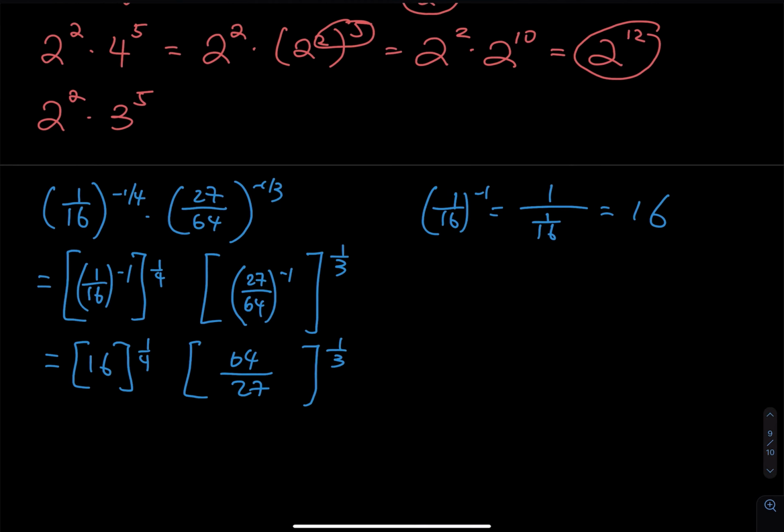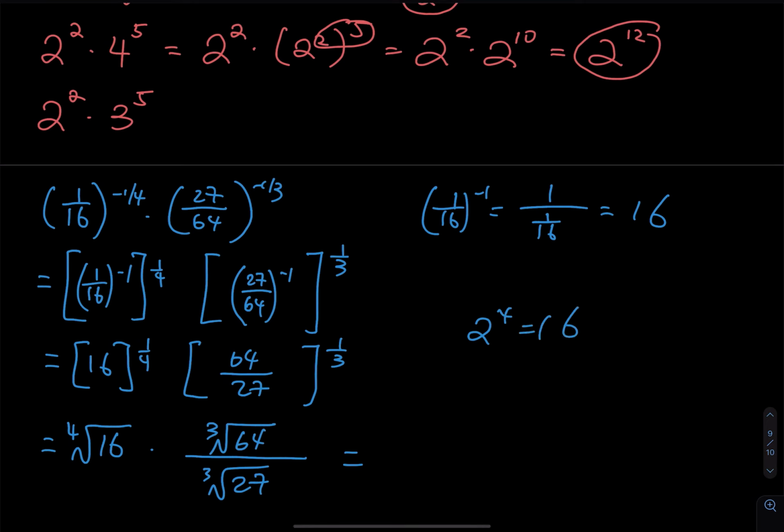All right, so the 1/4 power, that is the 4th root of 16, and then this one, they both share the 1/3. The 1/3 means a cube root of 64, and then cube root of 27. So we have 2 to the 4 equals 16. All right, and then we have 4 to the 3rd equals 64, and then we have 3 to the 3rd equals 27. So this is equal to 2. And then the 64, that gives me a 4. This gives me a 3. Then you have 8 over 3 as your final answer.